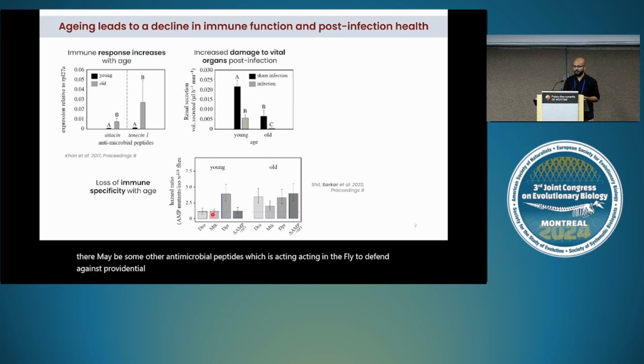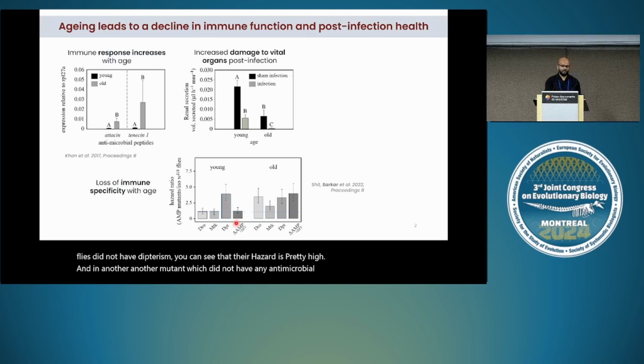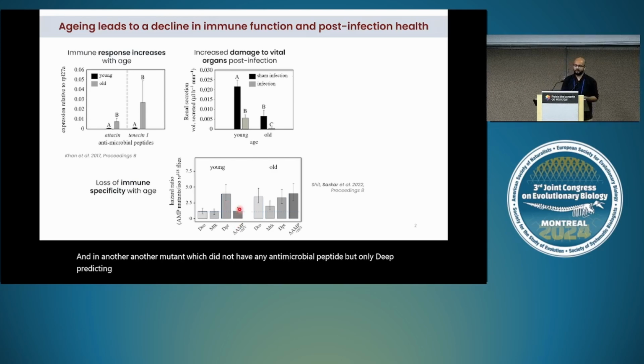The same goes for another antimicrobial peptide, Metchnikowin, but when flies did not have Diptericin, you can see that their hazard is pretty high. And in another mutant which did not have any antimicrobial peptide but only Diptericin, you see that their post-infection survival has been rescued. So we can say that Diptericin acts very specifically against Providencia rettgeri infection at a young age.